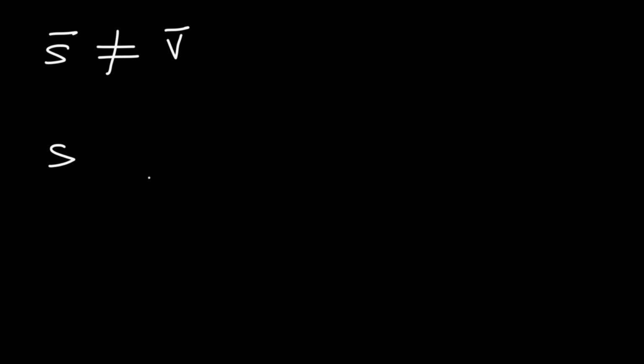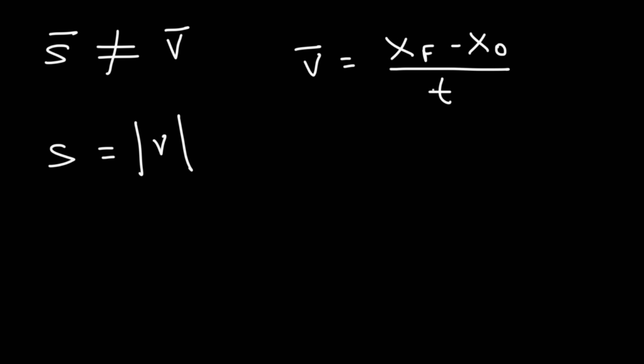So keep in mind, the average speed doesn't have to equal the average velocity. Sometimes they're equal to each other, but it's not always the case. Now, for instantaneous speed, that is the absolute value of instantaneous velocity. The instantaneous velocity tells you the velocity at an instant of time, whereas the average velocity basically tells you the average over an interval. So remember, average velocity is the displacement over time, and displacement is the final position minus the initial position, divided by t.